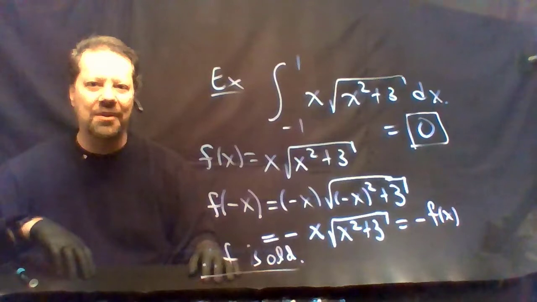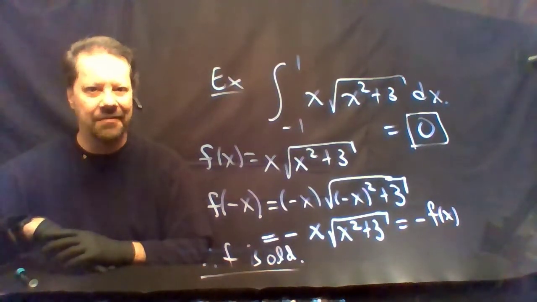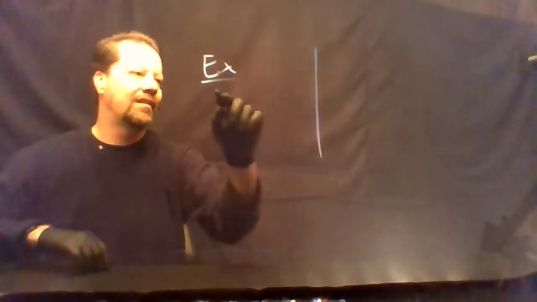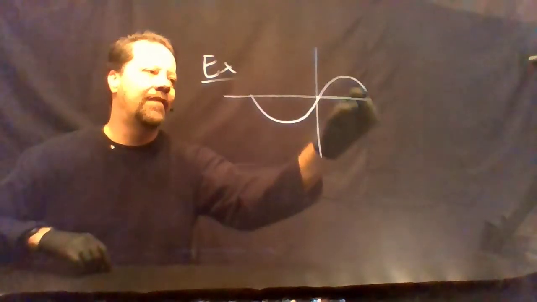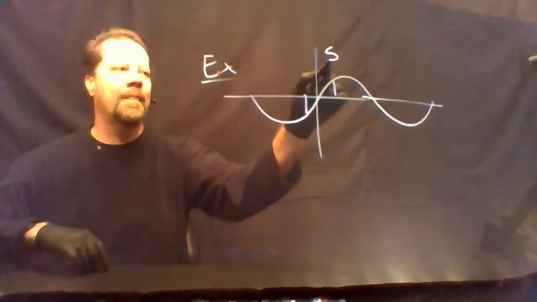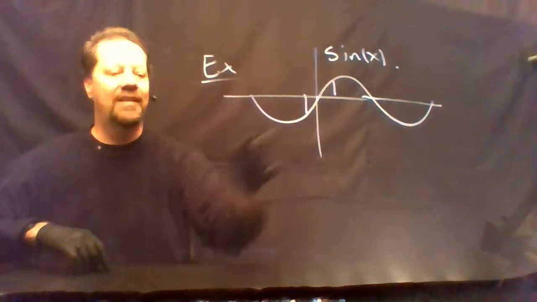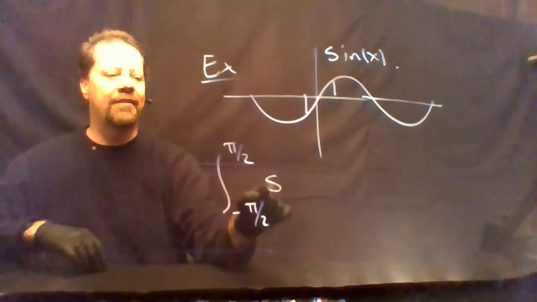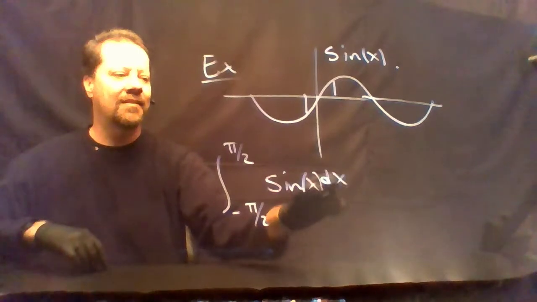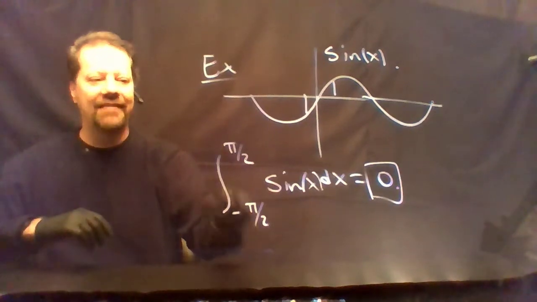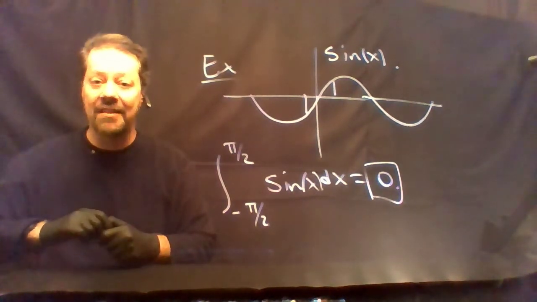Do you see the power of this idea of dealing with even functions and odd functions? It can greatly simplify the solution process. You might recall that the sine function is odd. Whatever happens at x, you get the opposite at negative x. It follows that if you were to integrate from negative pi over 2 to pi over 2 the function sine of x, you would get 0, just because sine is odd and you're integrating from negative a to a. You need to say nothing more.